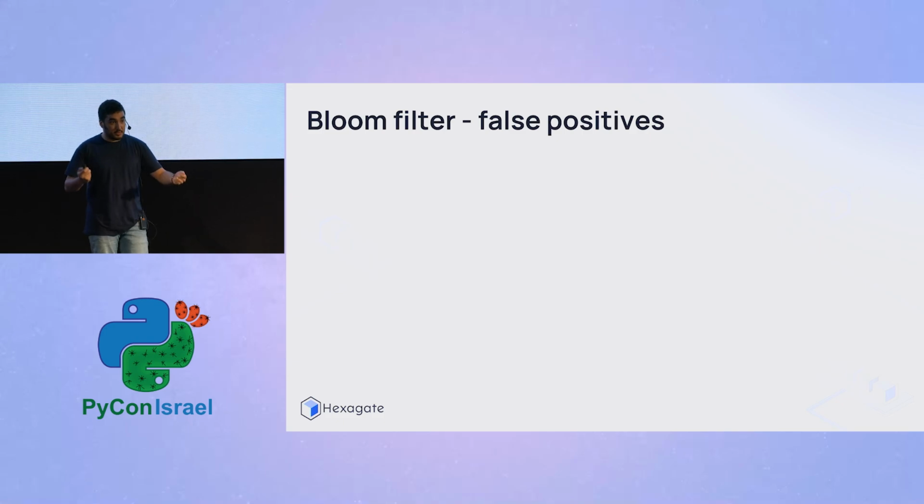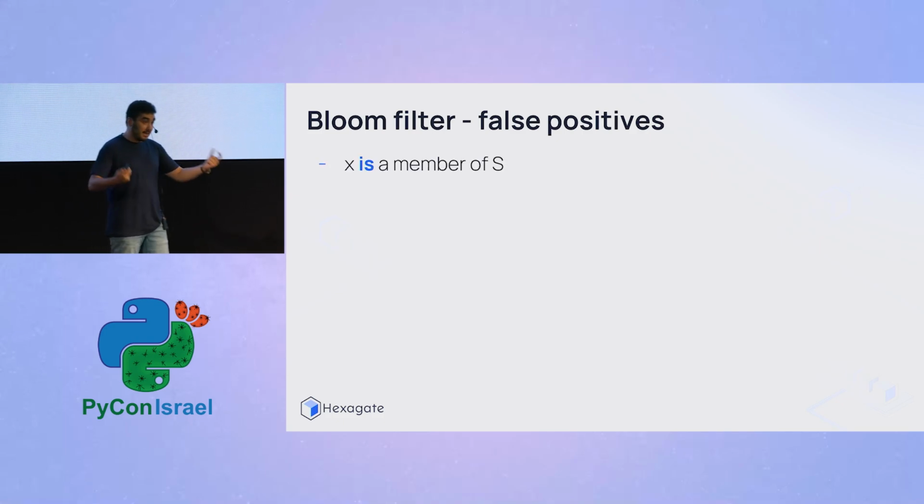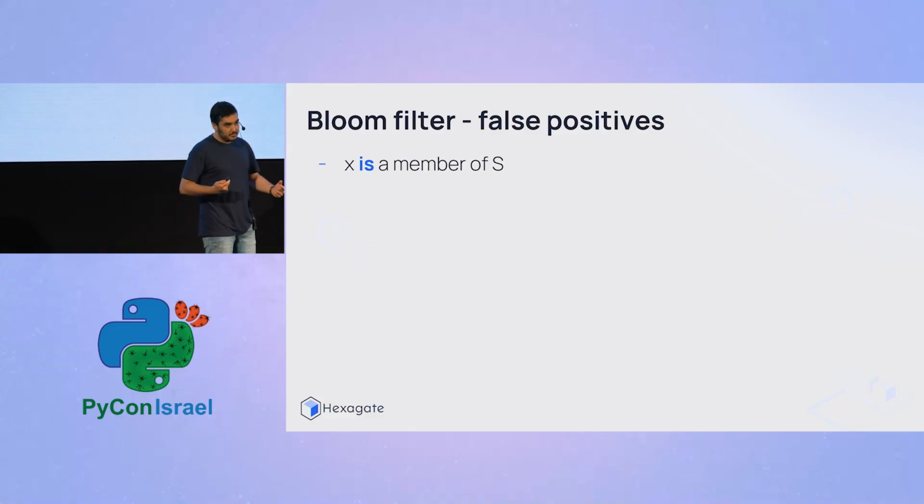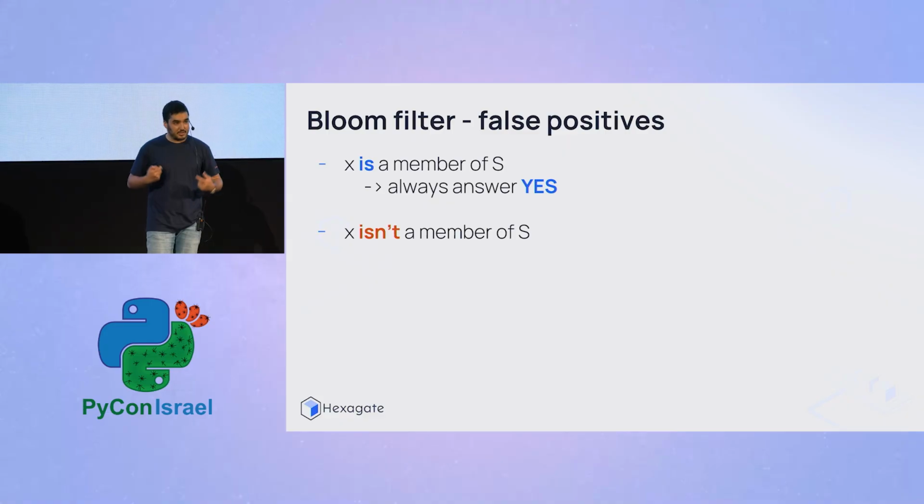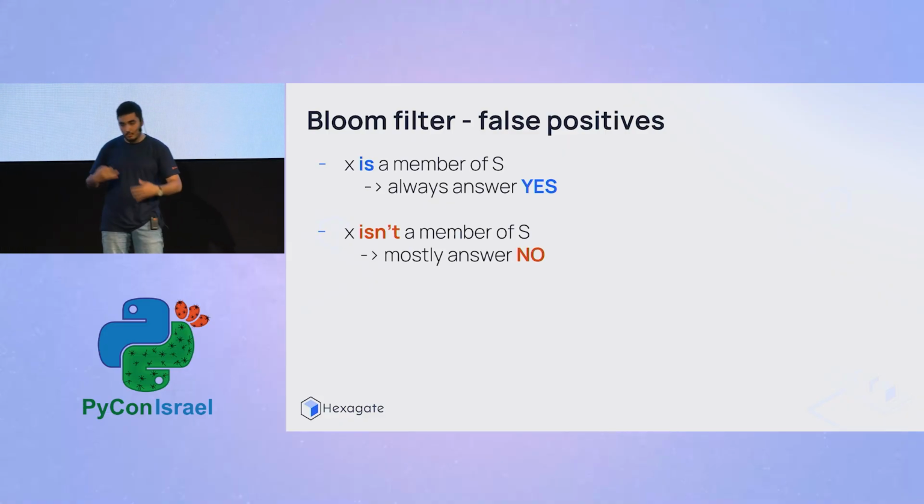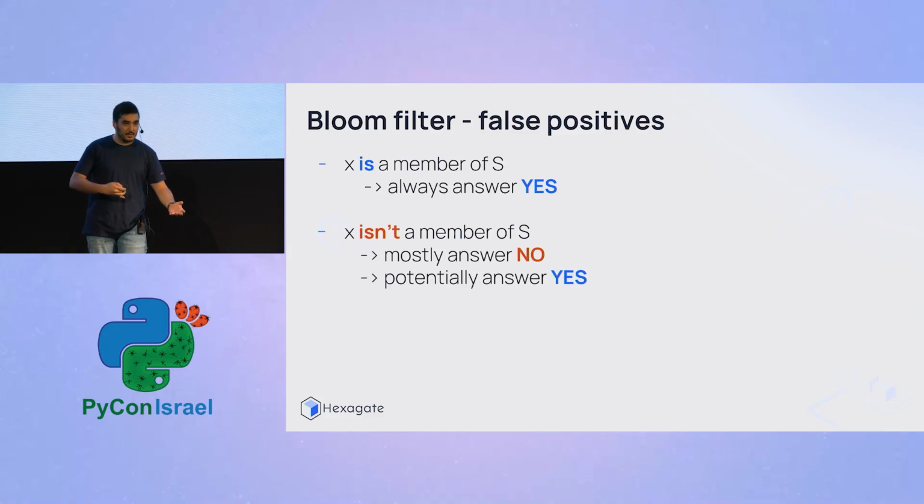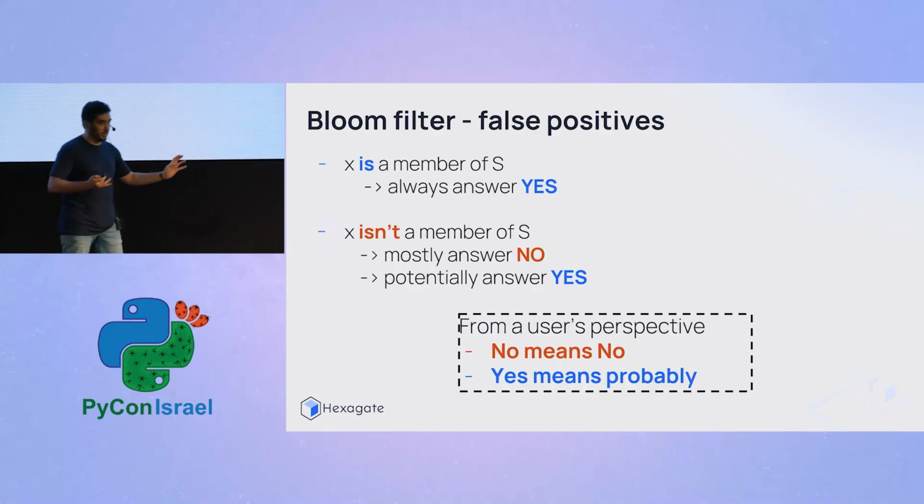So, how does the false positive work? So Bloom filters, from a user perspective, work like this. If the item is indeed inside the set, then the Bloom filter would always say, yes, it is part of the set. But if it's not part of the set, the Bloom filter would mostly say it's not part of the set, and sometimes it could say it is part of the set. From my perspective as a developer, as a user, this is how a Bloom filter works. No means no. This is what you guys need to remember from this, right?